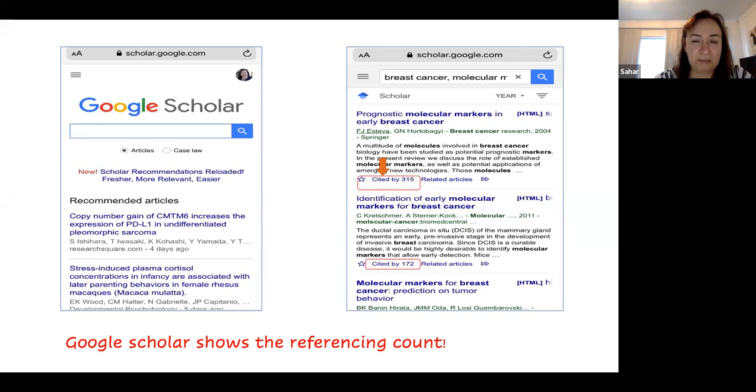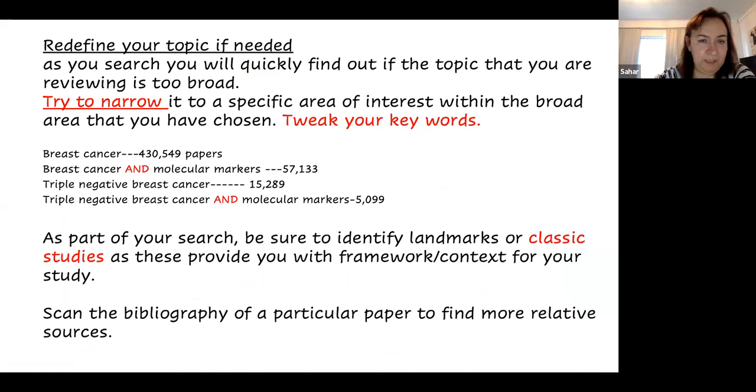Of course, we have to bear in mind that for newly published papers, if a paper is published in 2021, it won't have a lot of citations because it's quite new, but this general rule applies. When you see a paper that is highly cited, you should try to get that paper if you are going to write on a particular topic. So it shows the referencing count of a paper.